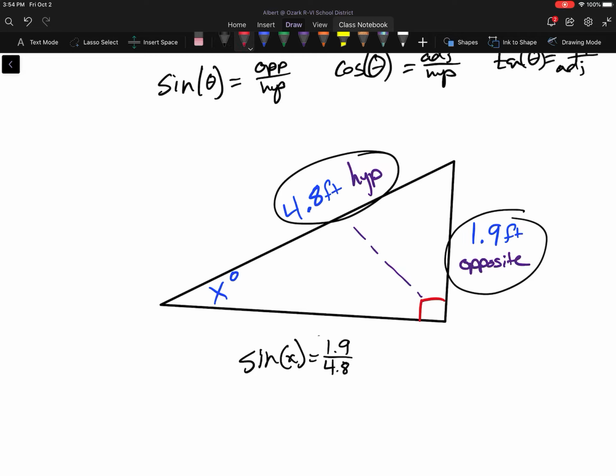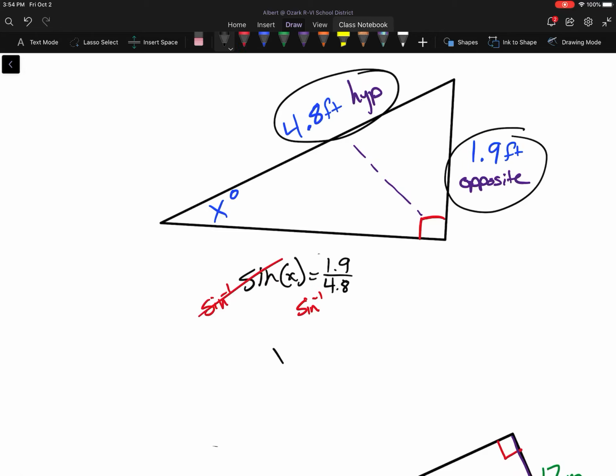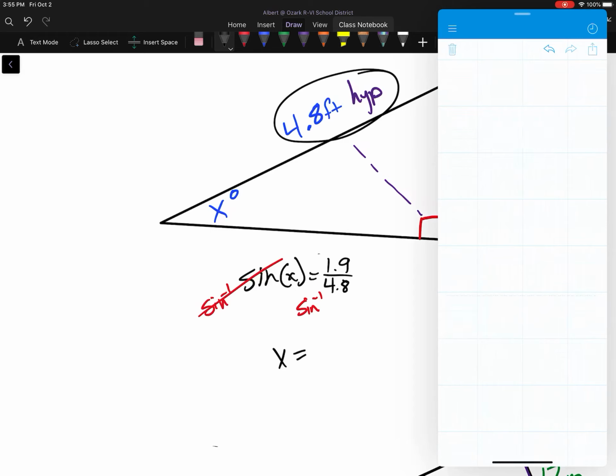Then to get rid of sine, we'll need to use inverse sine. We'll take the inverse sine of both sides, and that will cancel off the sine and leave us with x equals whatever that is. So let me type that into my calculator. The inverse sine of 1.9 divided by 4.8.